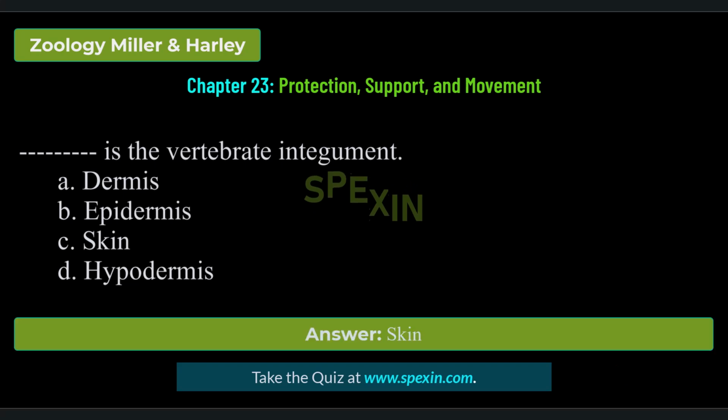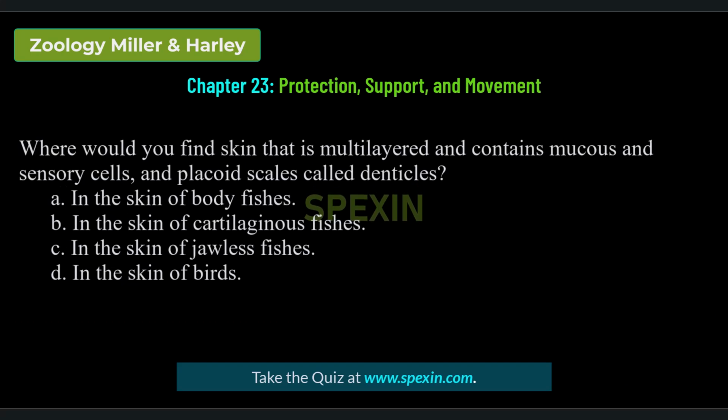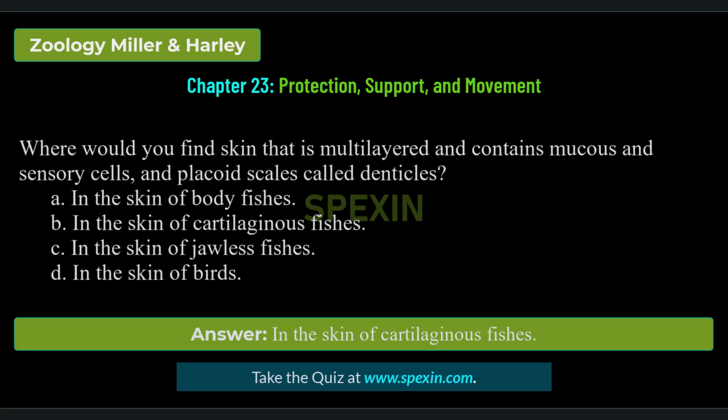Correct answer: skin. Where would you find skin that is multilayered and contains mucus and sensory cells, and placoid scales called denticles? In the skin of bony fishes. In the skin of cartilaginous fishes. In the skin of jawless fishes. In the skin of birds. Correct answer: in the skin of cartilaginous fishes.